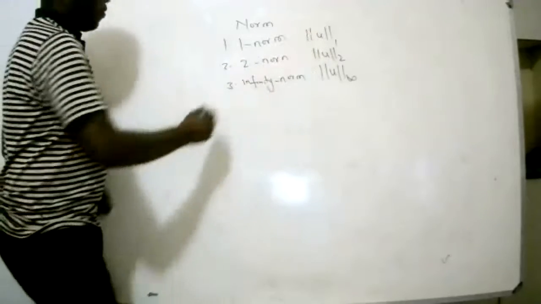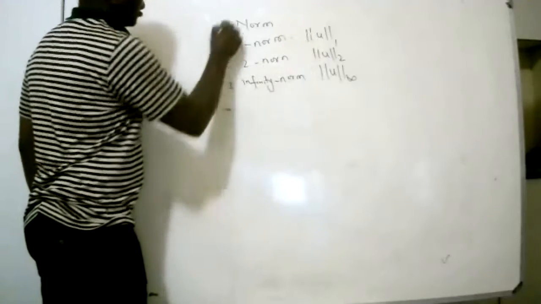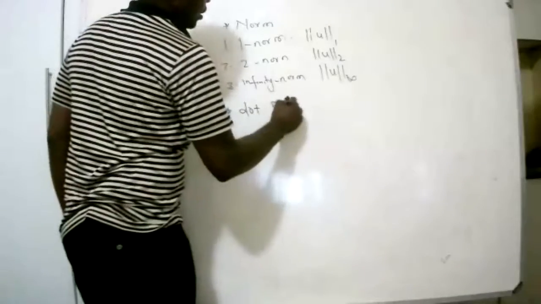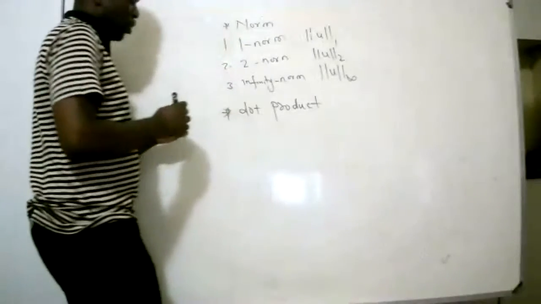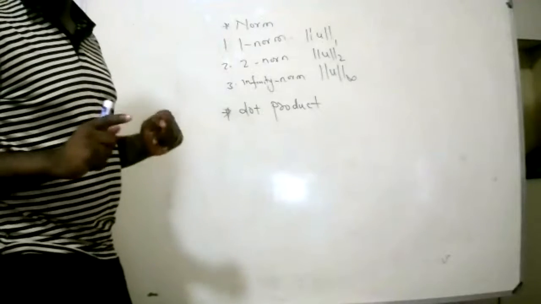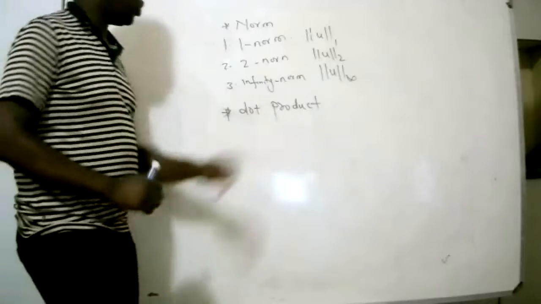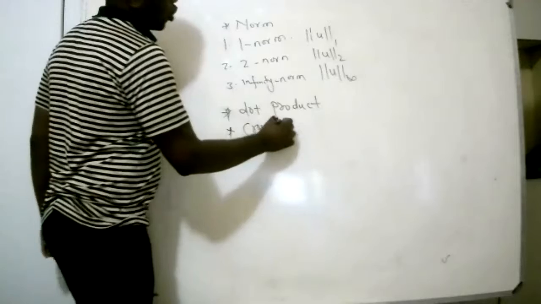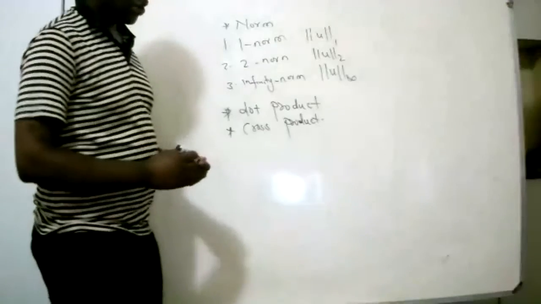Number 4 we also covered. These are not norms, but what is called the dot product. You must know how to multiply two vectors, because we are now talking about vectors. We are no longer talking about matrices. Last time I also gave you the definition of a vector. So we have a dot product, which you must be able to calculate, and then the other one is the cross product.